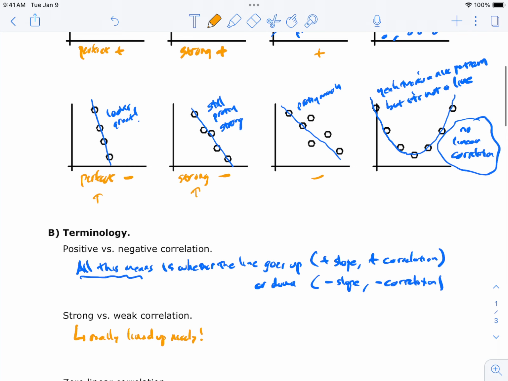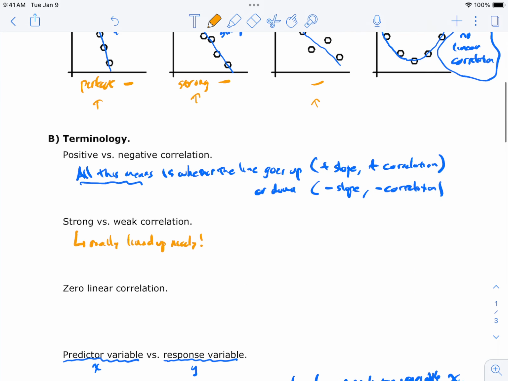A weak correlation would be more like this. That's a little weaker, kind of a weaker correlation. So really lined up nicely versus a weak correlation would be not so much. There's a little more scatter to it. Bit more scatter to it. That sounds good.